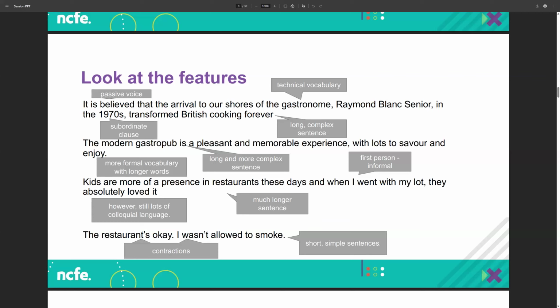Whereas in this sentence, it's used to give more information. So I'll give you the dictionary definition of what a subordinate clause is. A clause typically introduced by a conjunction that forms part of and is dependent on a main clause. So dependent on a main clause. This would be the main clause: it is believed that the arrival to our shores of the gastronome in the 1970s transformed British cooking forever.